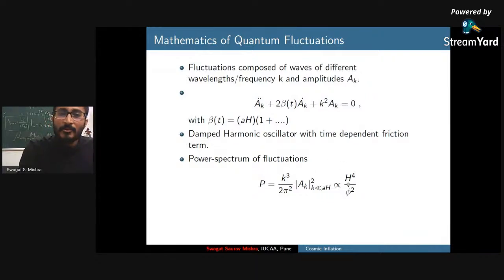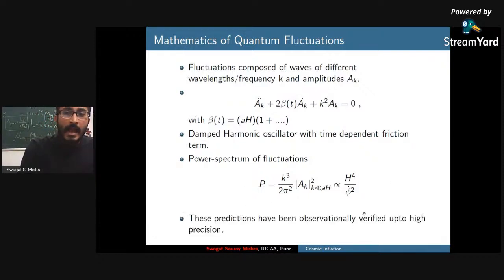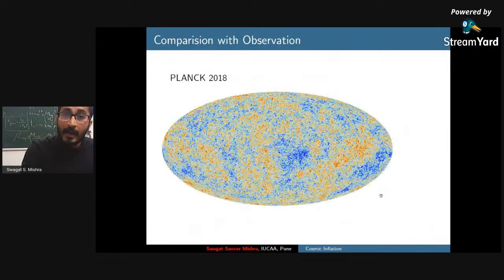It turns out it depends on how slowly it is rolling down. The slower it is rolling down, the higher is the amplitude of fluctuation, and the faster it is rolling down, the lower is the amplitude. So it creates some kind of a pattern of fluctuations, and this pattern is a prediction which I can't show you in a short time, but I'll just show you the graph of how this pattern has been measured.